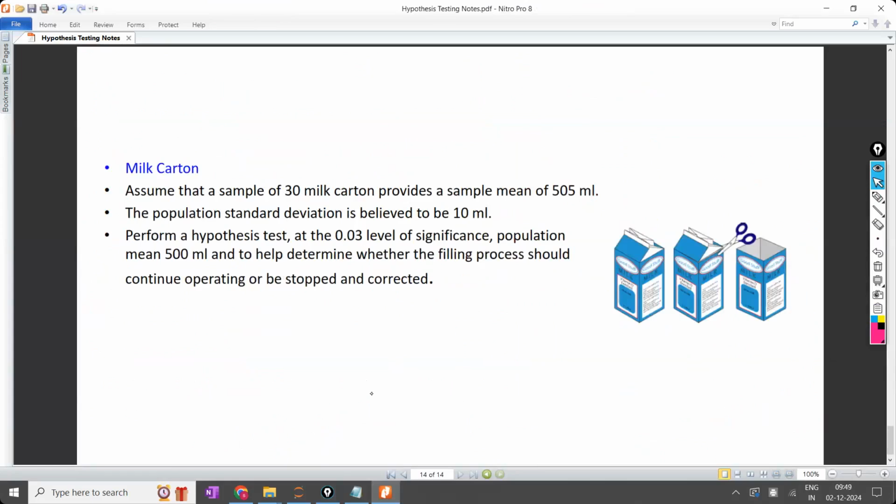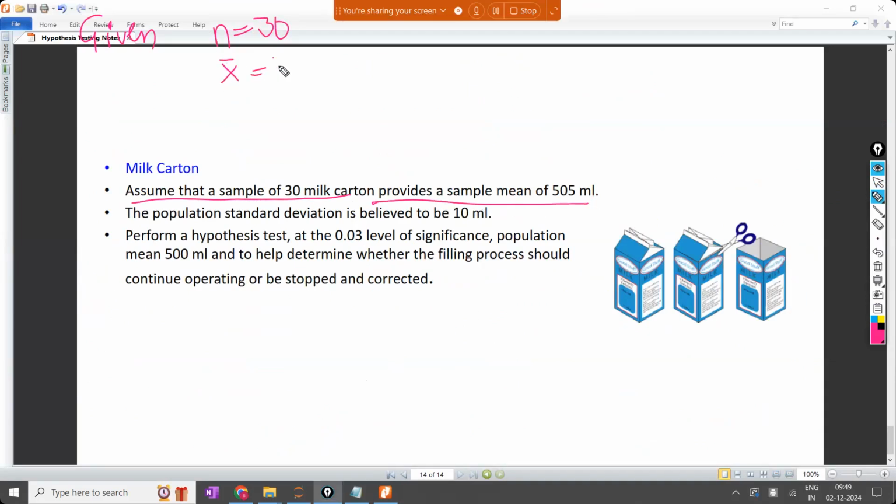For this example, what is the first step you have to do? First, you write the given data, then you will get clarity. Given: a sample of 30 milk cartons, that is n equals 30, milk packets, are selected, with a sample mean of 505 ml. The population standard deviation is believed to be 10 ml, that is sigma equals 10 ml.